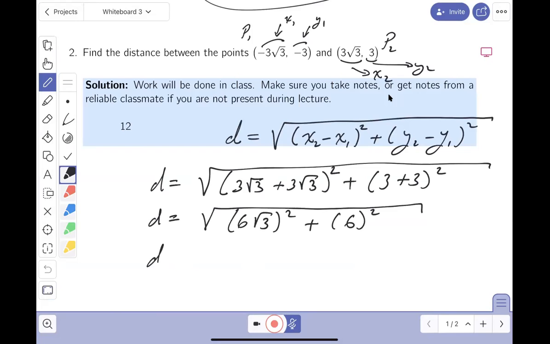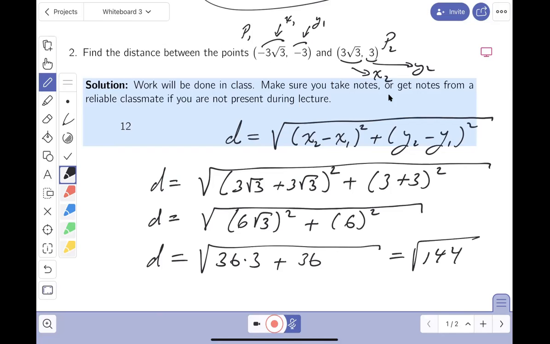Well, I'm going to square these guys, right? And what's 6 squared? That's 36. Root 3 squared is 3. 6 squared is 36. Whoa, these are big numbers, huh? So what does that turn out to be? Let's see, 3 times 36 is 108, plus 36, 144. Wow. Do you know the square root of 144? Well, you should. It's 12. All right, that's number 2.